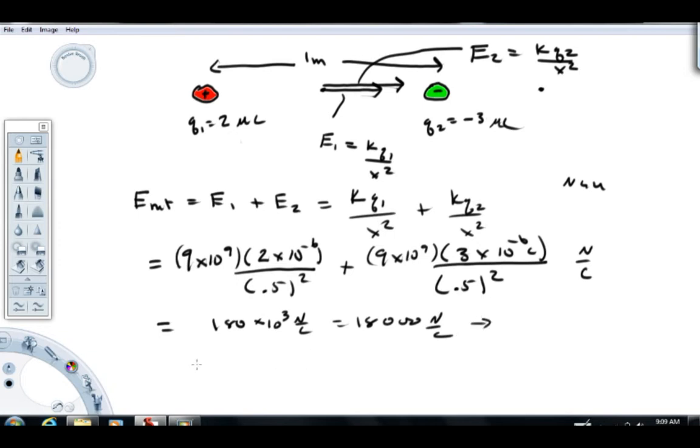Another way to write that would be in unit vector form, 180,000 Newton per Coulomb in the plus i direction, if I put a coordinate system somewhere, maybe x, y, something like this. Now, 180,000 Newton per Coulomb, sure, that's a pretty large number. Well, these are pretty reasonable charges here. 2 microcoulombs doesn't sound like a lot, 10 to the minus 6 coulombs, but it is. It's a reasonable charge.